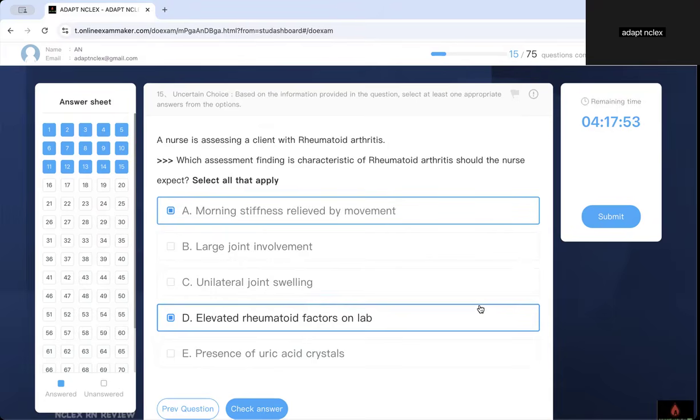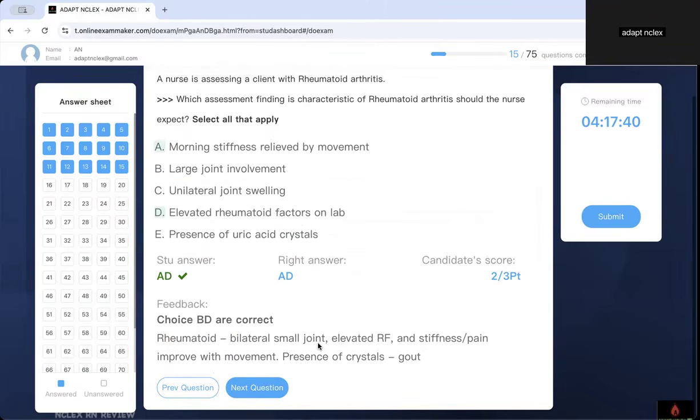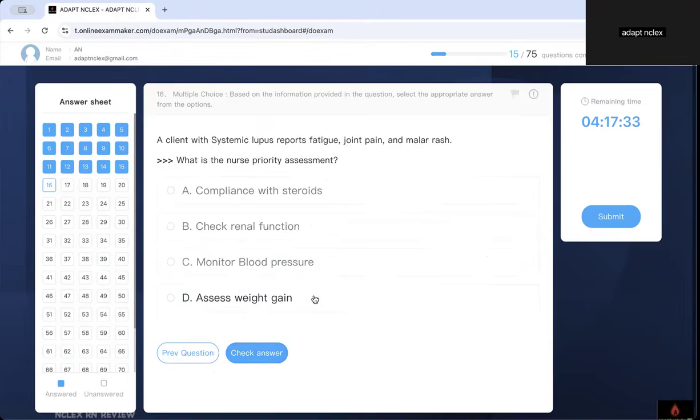Osteoarthritis: large joint, unilateral, and when they move, they have more pain. Mommy said, oh, my knee hurts all the time. They don't want to move. Rheumatoid, it said, my knee hurts. If I move, it gets better. That's the difference. That's how you can find the difference between them. Straightforward questions to show you some of the differences between them.